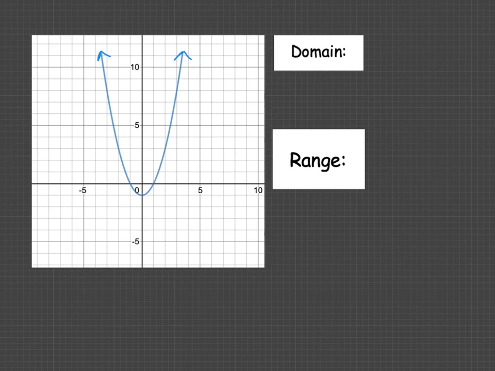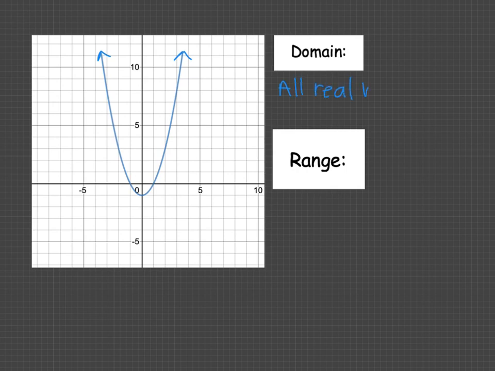Let's look for domain and range on this graph, the graph of this function. Because we have these arrows, what it's telling us is that as x values go to the left, as x values go to -infinity, it's going to keep going up. And as x values get larger, as they go to +infinity, it's going to keep going up. So there is no possible way to circle the point that's furthest to the left or furthest to the right. So that means there's no leftmost point, no rightmost point. So the domain is all real numbers.